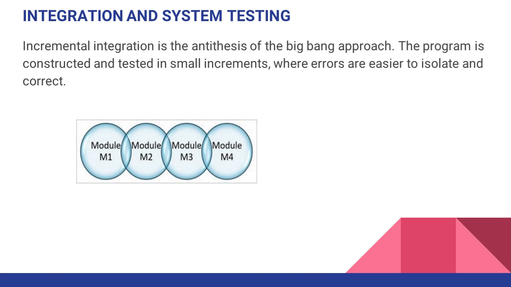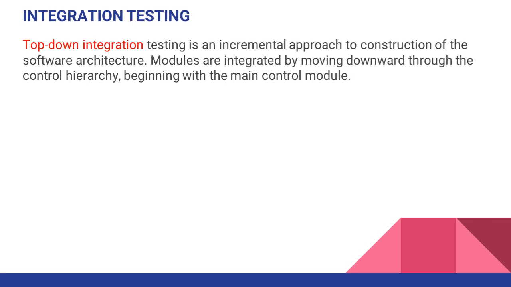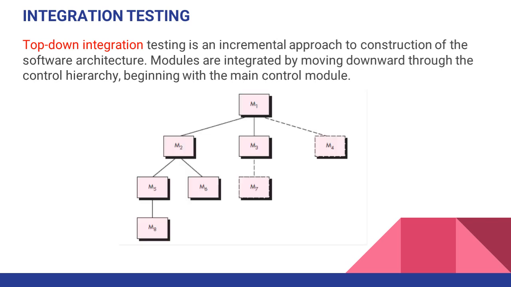A number of different incremental integration strategies are discussed. Top-down integration testing is an incremental approach to construction of the software architecture. Modules are integrated by moving downward through the control hierarchy.